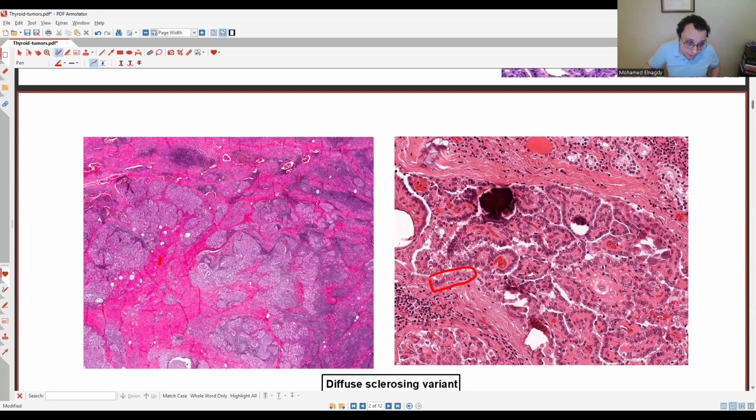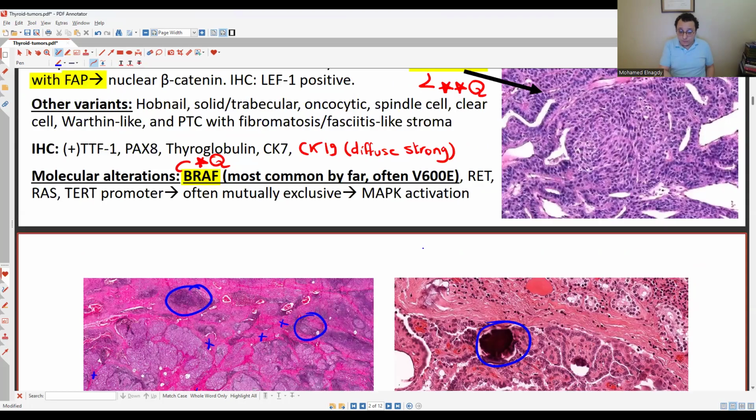See in low power. See all this. Let me change the color so that you see it. See, the whole of this thing is sclerosis and fibrosis. All these dense bands of sclerosis, fibrosis running through the tumor. It's as if it's like a map. And you have a lot of lymphocytic infiltrate for some reason, and a lot of calcifications and psammoma bodies. That's the diffuse sclerosing variant.